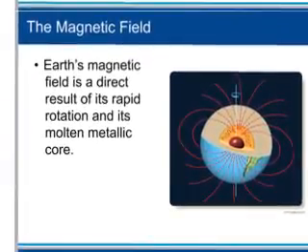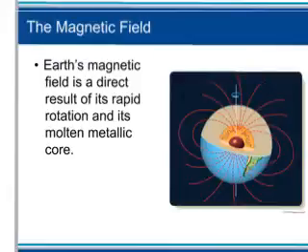So the Earth's core is a molten metallic core, and consequently, it has a magnetic field associated with it. That means the Earth itself has a magnetic field. And the field is a direct result of its rapid rotation plus that molten metallic core.